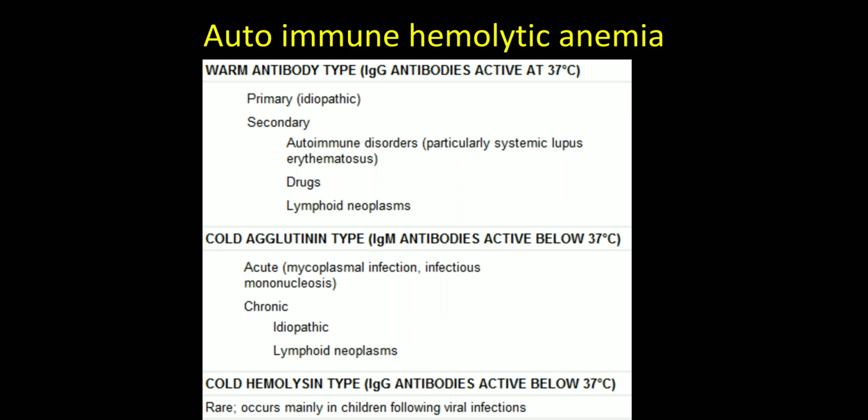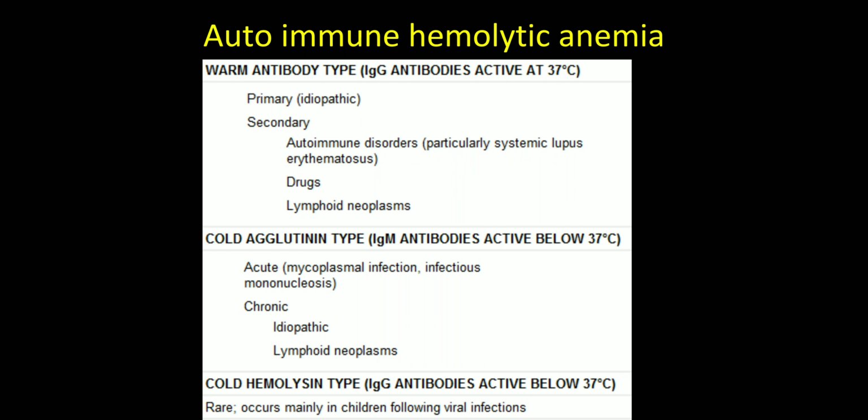Okay, and warm antibodies are again classified as primary and secondary. Primary means there is no significant cause, it comes as such without any predisposing cause, whereas secondary is always secondary to some diseases, like some other autoimmune disorders like SLE, some drugs, some malignancies, some hematopoietic lymphomas.